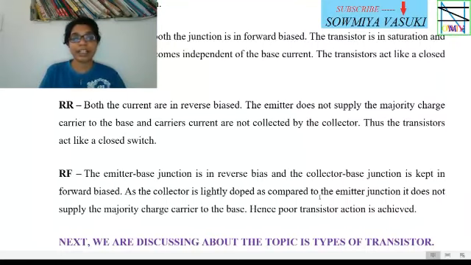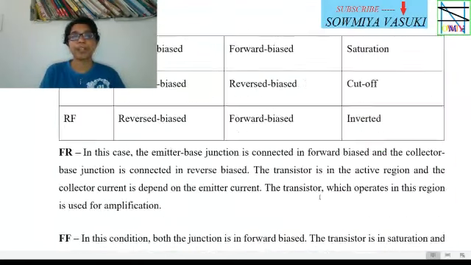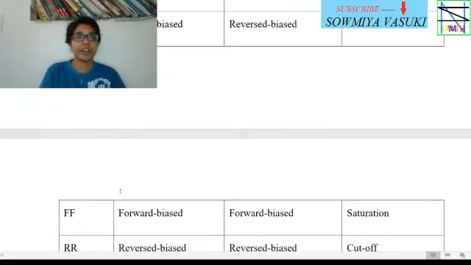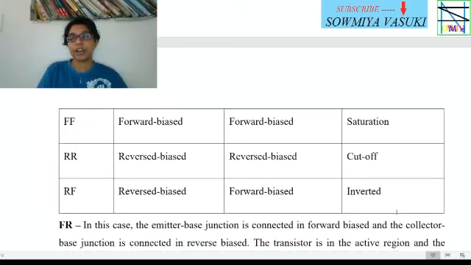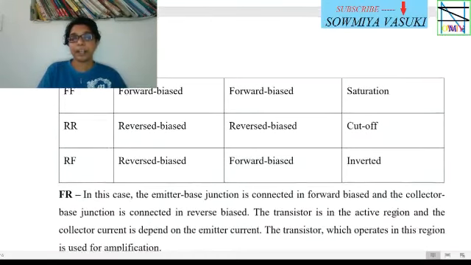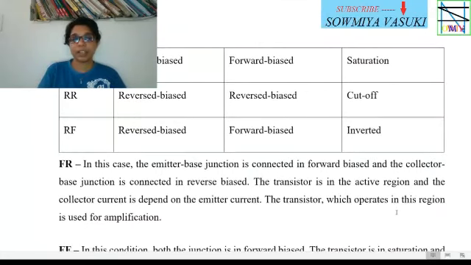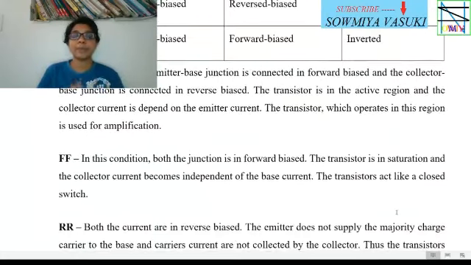As the collector is lightly doped as compared to the emitter junction, it does not supply the majority charge carriers to the base. Hence, poor transistor action is achieved. So the active region acts as an amplifier, the saturation region acts as a closed switch, the cutoff region also acts as a closed switch, and the inverted region does not supply the majority carriers to the base. That's it.